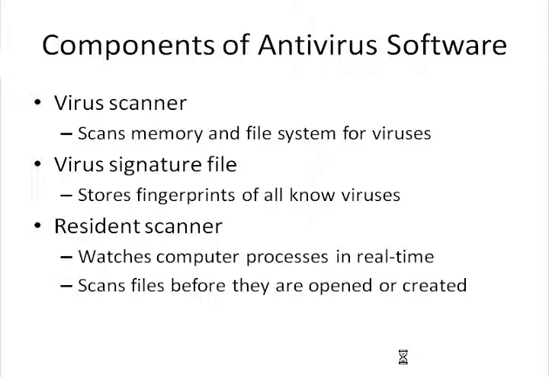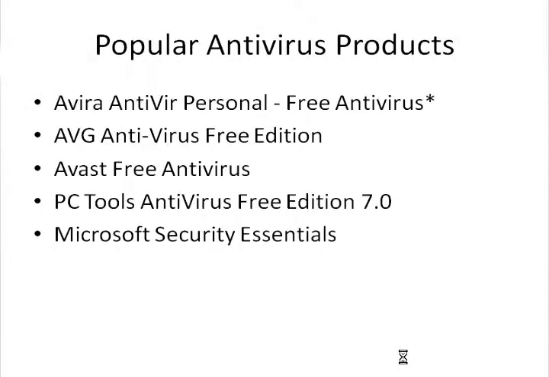What are some of the components of antivirus software? Well, first there's a virus scanner, and the scanner's job is to look through memory and the file system looking for viruses. And then we have the virus signature file. The virus signature file is a repository of all known viruses. The scanner will use this when it searches for viruses. Resident scanner. The resident scanner's job looks at processes in real time and can scan files as they're being read or written to the file system.